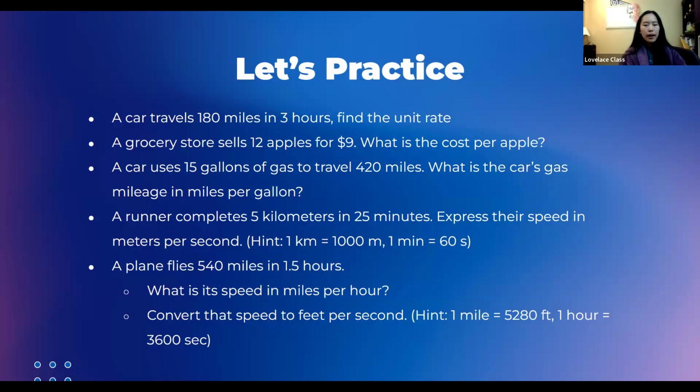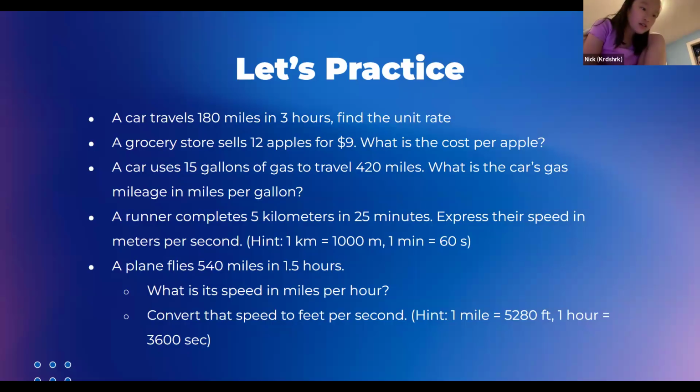They both work. And then for question 3, a car uses 15 gallons to travel 420 miles. What is the car's gas mileage in miles per gallon? Gallons is the denominator because it comes second. So miles is the numerator, so it's 420 over 15. And 420 is divisible by 15, so we can treat this as a fraction, and we get 28 miles per gallon.